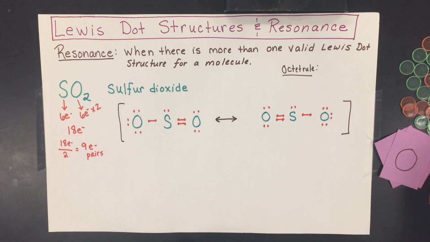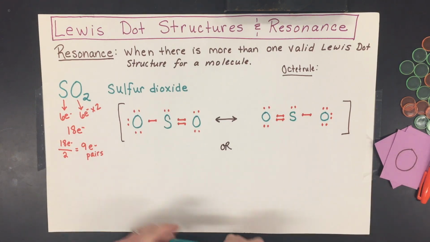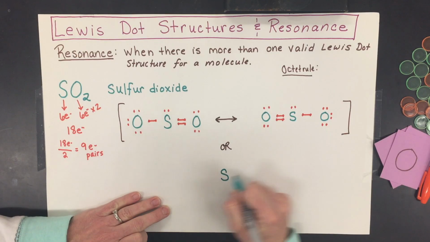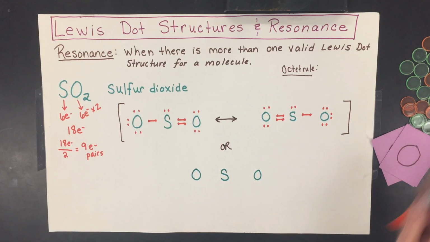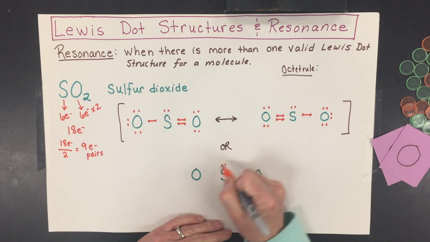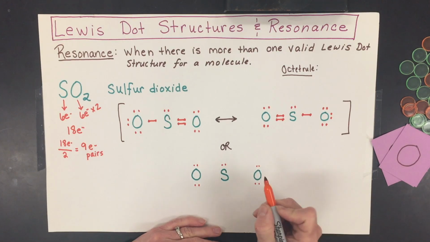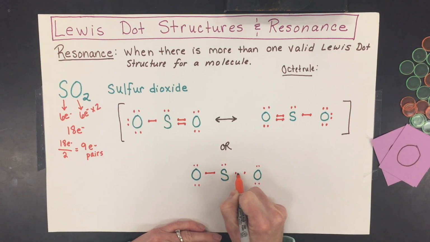Now, there is another option. There's another way to show this. There is a way to show both of these structures at the same time. And so what that looks like is it looks like this. You have a sulfur and then an oxygen, and then an oxygen. And you have the lone pairs shown the way they were before. But what's different is they'll show a single bond on this side and this side like that.